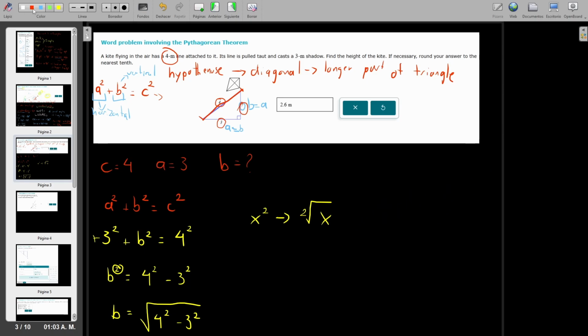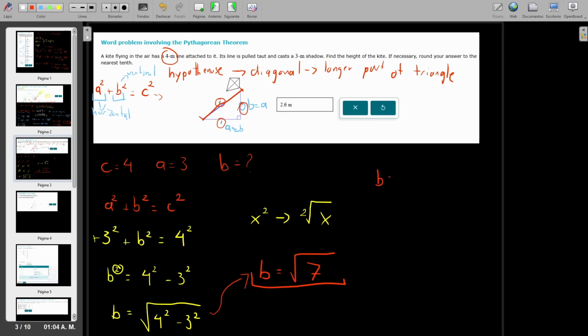Because I put this in my calculator, they're giving me this value. B is going to be the square root of 7. Yes. Why? I will be explaining this part.